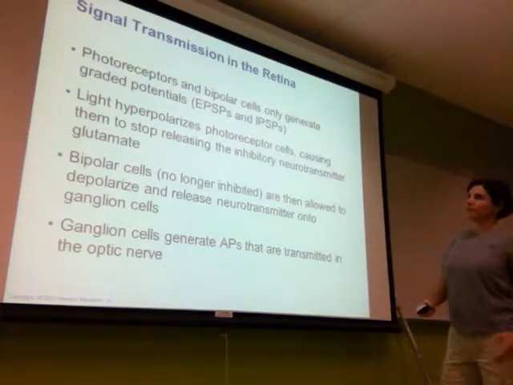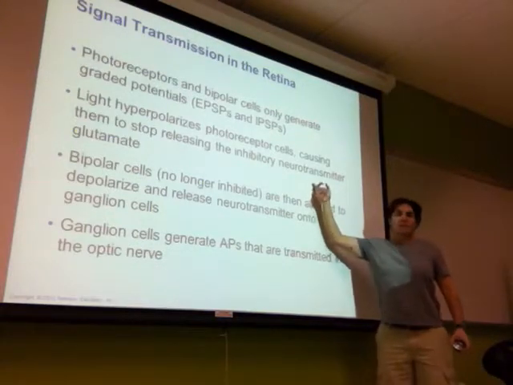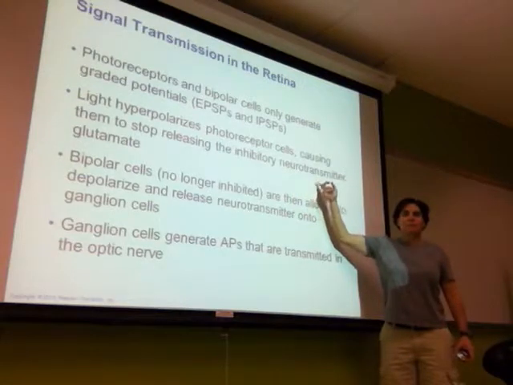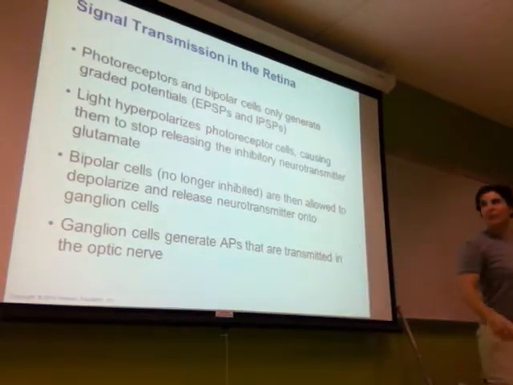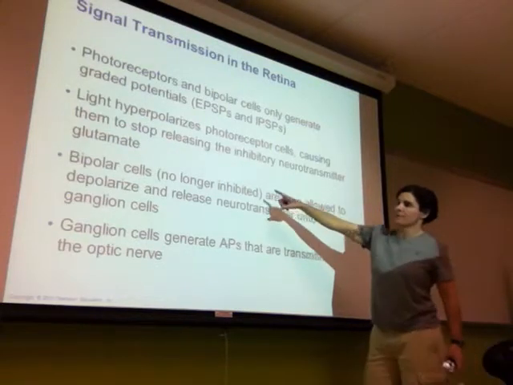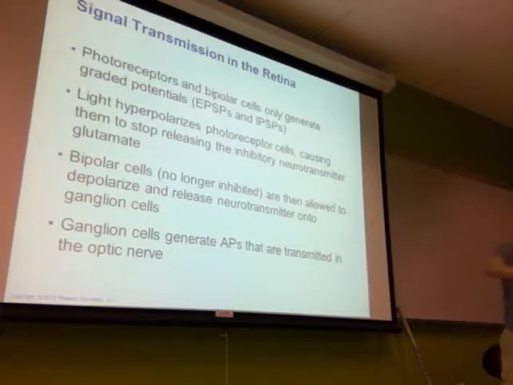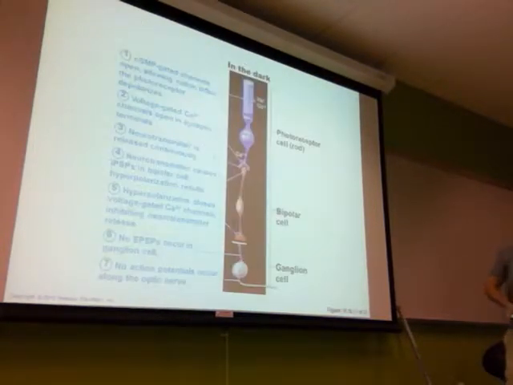And then the light will come in, and it's going to hyperpolarize certain receptors that are going to cause them to stop releasing inhibitory neurotransmitters. In this case, glutamate happens to be an inhibitory transmitter in the eye. All right, and then what happens is now the bipolar cells can respond, and they allow the release of the neurotransmitter onto the ganglion cells. So this is basically how it works.